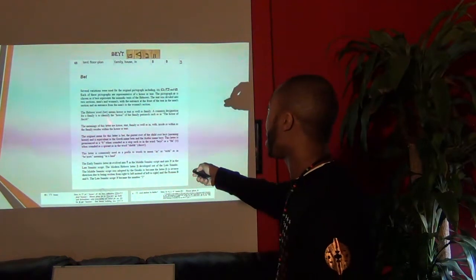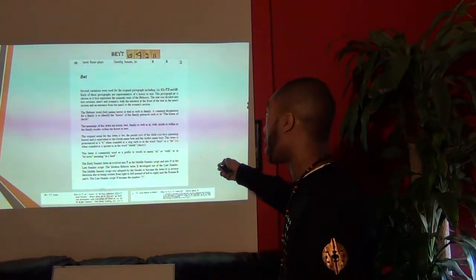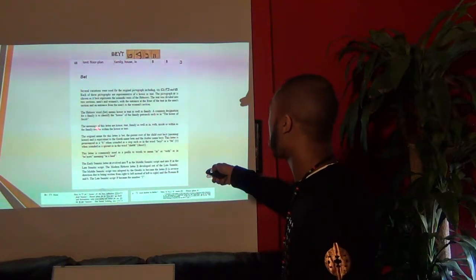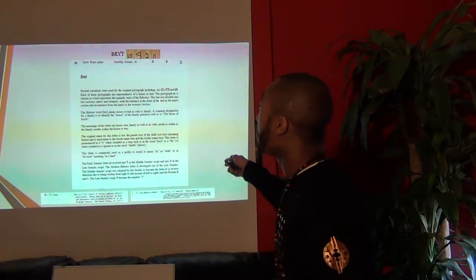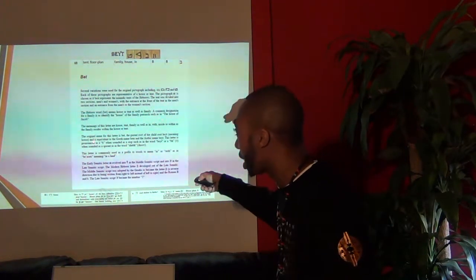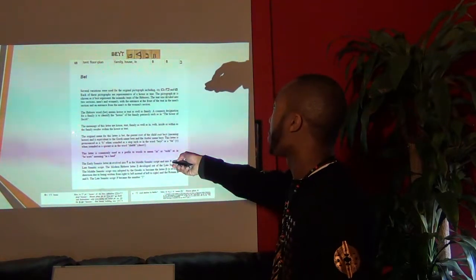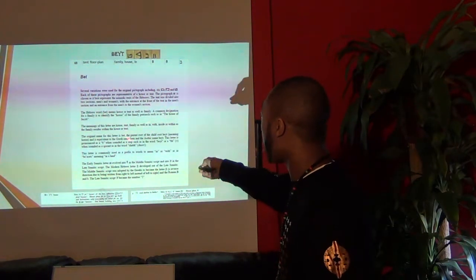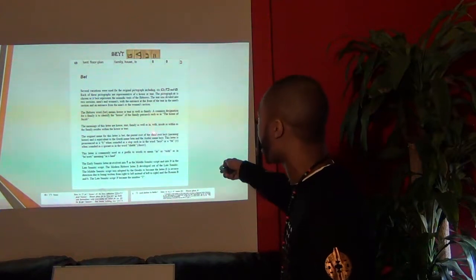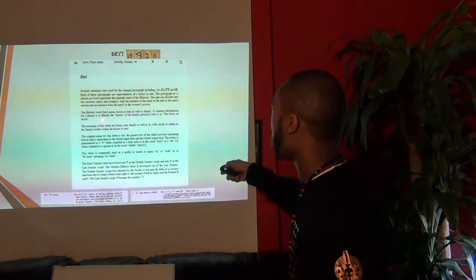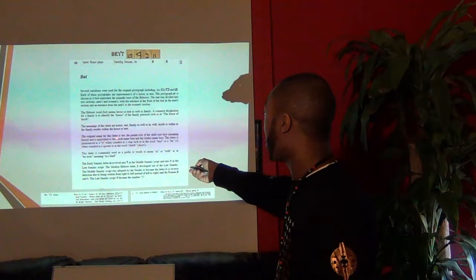The Hebrew word Bet means house or tent as well as family. A common designation for a family is to identify the house of the family patriarch, such as in the house of Jacob or Yaakov. Alright? It says the meanings of this letter are house, tent, family, as well as in, with, inside, or within, as the family resides within the house or tent. The original name for this letter is Bet.